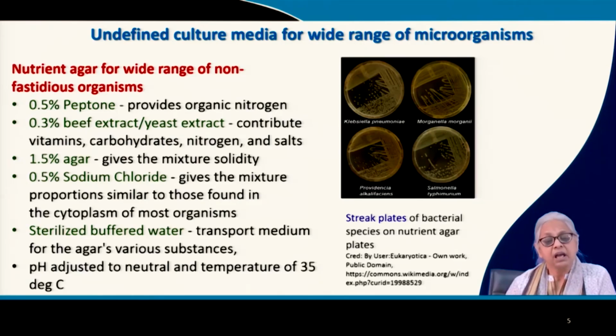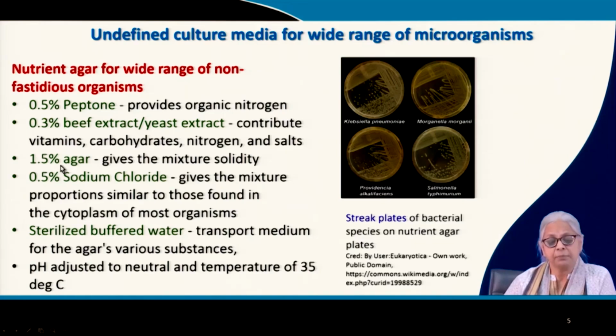You can do this for any number of species, and there are well-defined culture media that are used for different species. Here we have an undefined culture media which can be used for culturing a large number of microorganisms. So nutrient agar, which is used very commonly, you can use it for any number of organisms, and you can see the kinds of materials that are used. You have 0.5% peptone to provide not just organic nitrogen but also other nutrients. Then you have 0.3% beef extract or yeast extract. It contributes vitamins, carbohydrates, nitrogen, salts, and so many other things. So it's a fully mixed media.